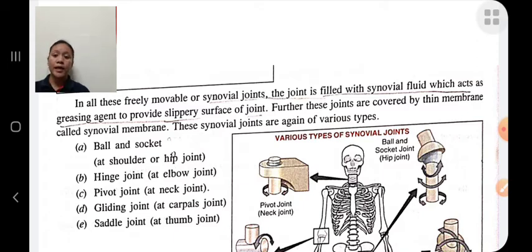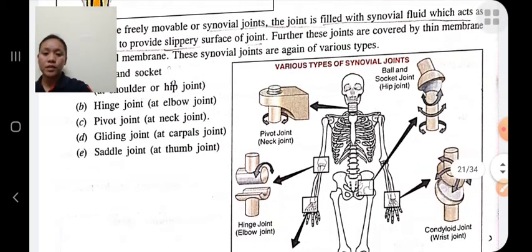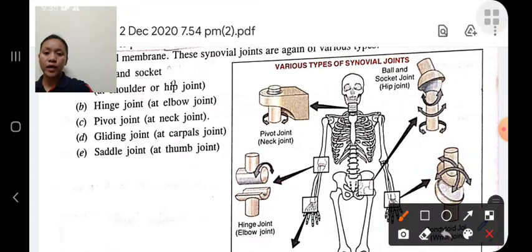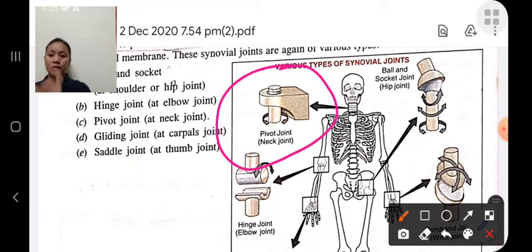The pivot joint is present at the neck. The neck joint is known as the pivot joint. It provides rotation movement, like this, this type of rotation.